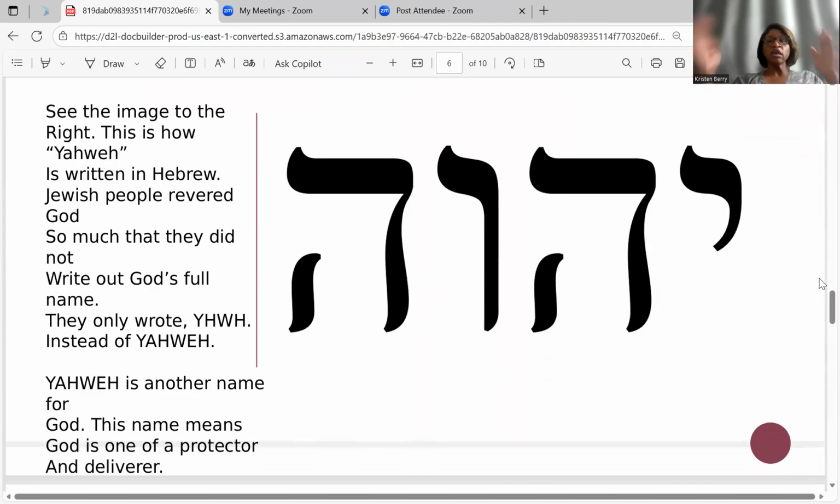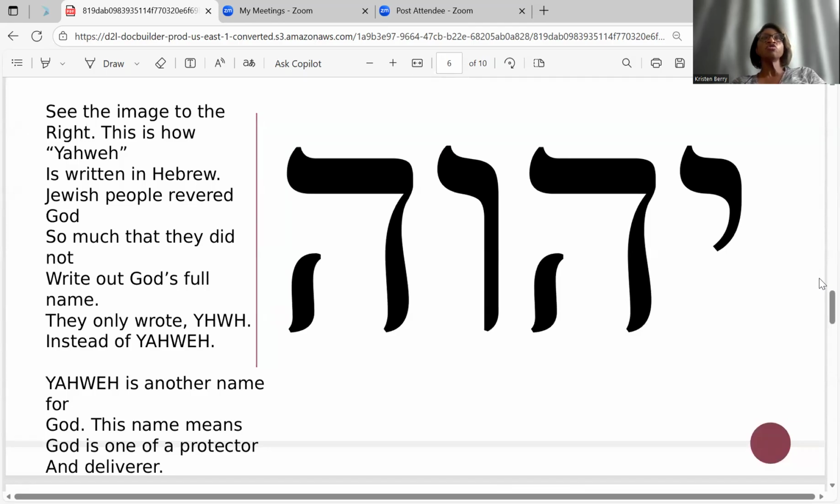What I want you to see is right here in the middle, you will see these letters, and you're like, what is this? Well, this is how Yahweh was written in the Hebrew language. Of course, this is not English, but it was written in Hebrew. So the Old Testament original language is Hebrew. Okay, and this is how the Jewish people wrote it.